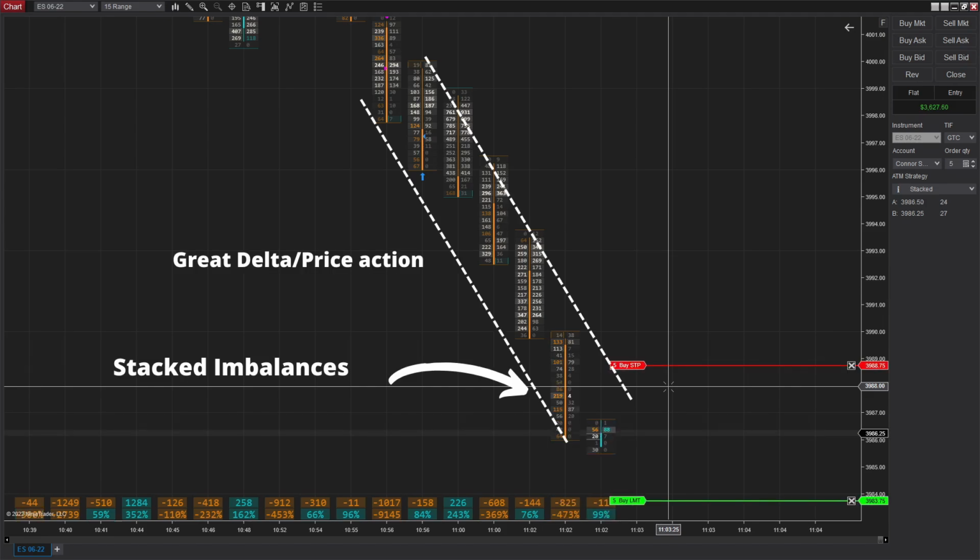Really straightforward and simple entry here. We've got great delta price action with some easy to spot stacked imbalances, so we do go short here.